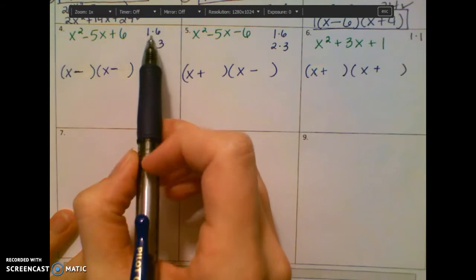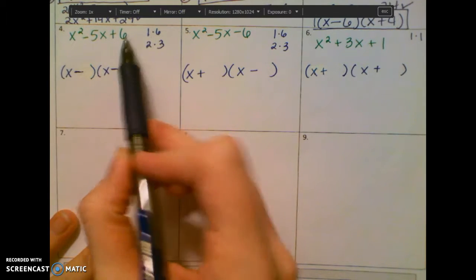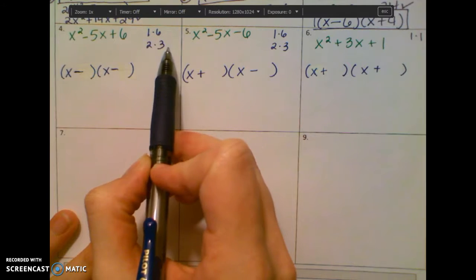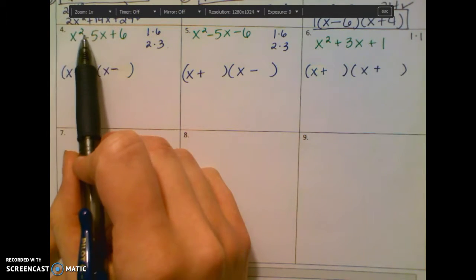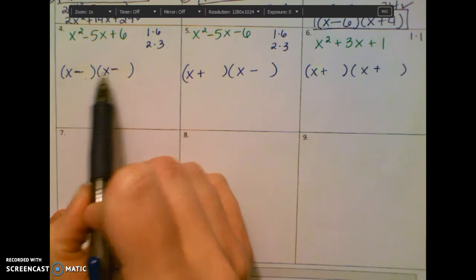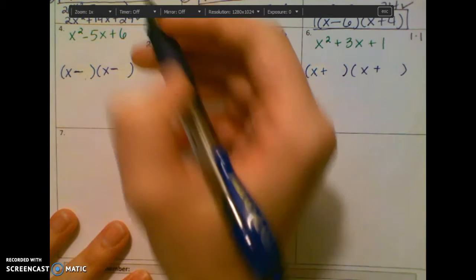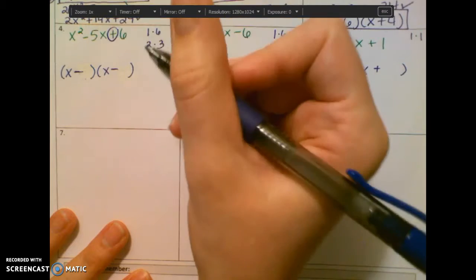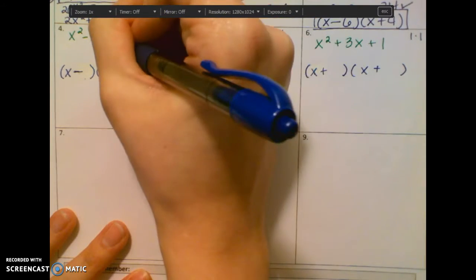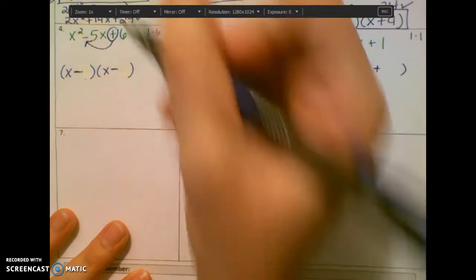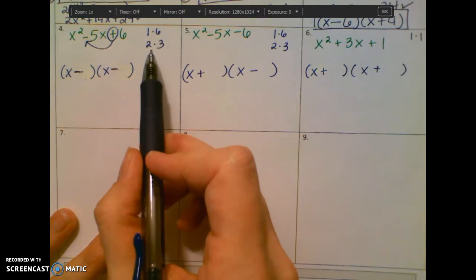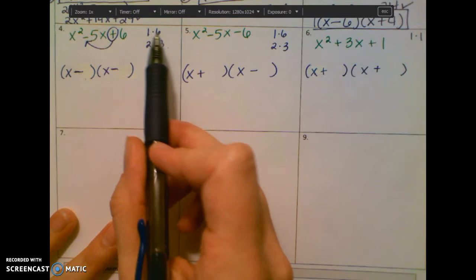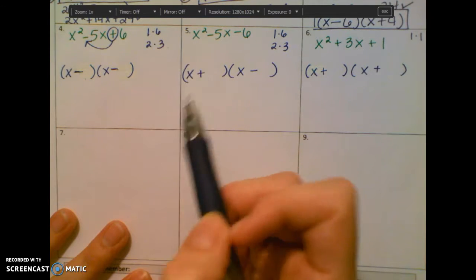So on number 4, I went ahead and wrote out the factors of 6. We have 1 and 6, 2 and 3, because we want to multiply two numbers to get 6 and add to get -5. I already have two negative signs written down there. How did I get those? I looked at that second sign, that's a plus, which means they're going to be the same. Then I went back and looked at that minus sign, and that means they're both going to be negative. So now I just need to plug in 2 and 3 or 1 and 6 and see which one works out.